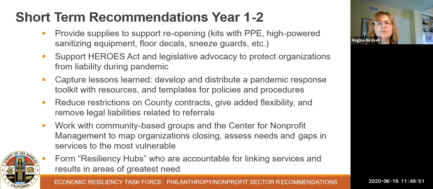Also to capture lessons learned, both in terms of the pandemic, but also going forward when the next emergency comes, to make sure that we capture what we've learned so that we don't have to try it all again.